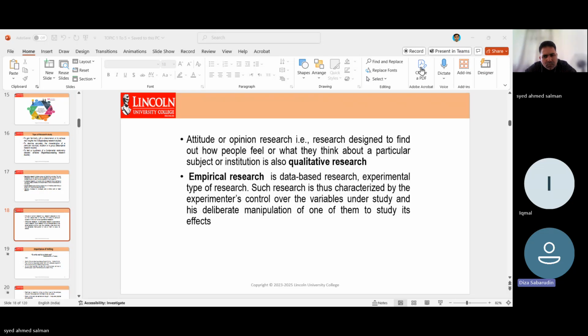Another one is observing how customers interact with a product in a store. The last one is empirical research. The examples are a study measuring the impact of training on employee productivity with real performance data. Another one is experimenting with two different advertisement formats and tracking actual click-through rates.